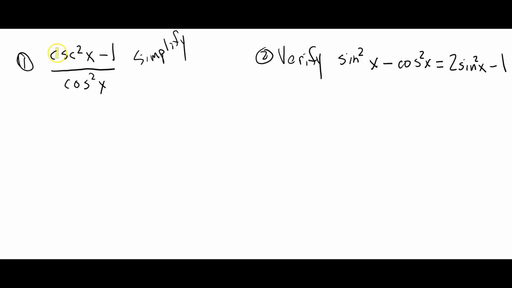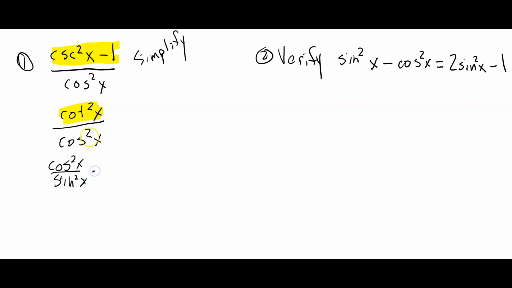So we know that if I'm using the Pythagorean identities, then cosecant squared x minus 1 is equivalent to cotangent squared x, and then that's going to be over cosine squared x. And then cotangent squared is going to be cosine squared x over sine squared x.